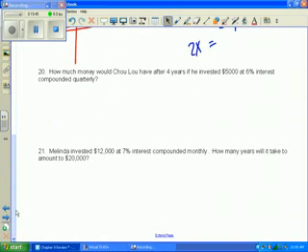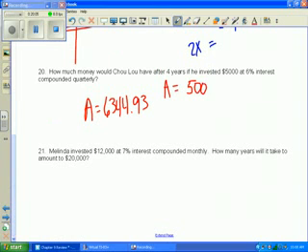These were pretty straightforward plugging in. Can I just give you the answers here? So we got 6344.93. Number 21.